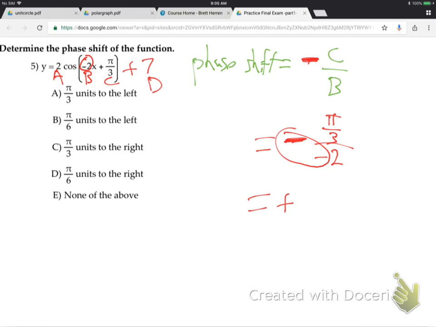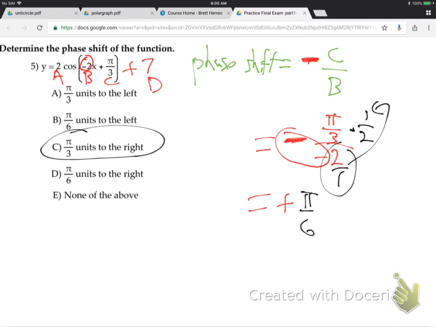I like to just put this over 1 and flip it up. Yeah, that's good. Flip it upside down, right? Fraction in the bottom of the fraction. That's really a 2 over 1 fraction down there. Flip it up, 1/2. We get pi over 6. Positive pi over 6, meaning pi over 6 to the right. That's the positive part of it, to the right. That's the phase shift. That's the slide on the graph. Good? Questions on that? Let's go to some actual questions.